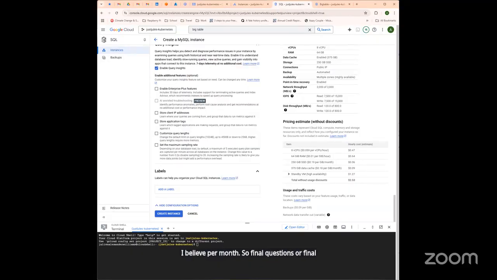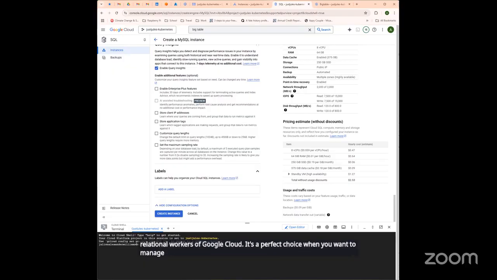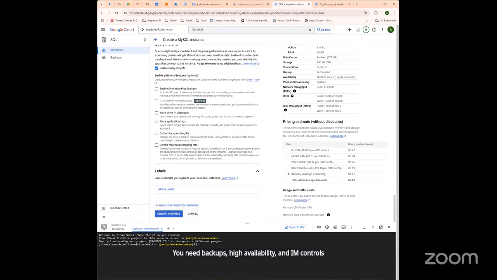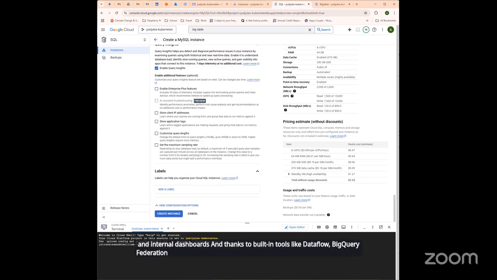So, final questions or final thoughts. Cloud SQL is a relational workhorse of Google Cloud. It's a perfect choice when you want to manage PostgreSQL, MySQL, or SQL Server. You need backups, high availability, and IAM controls baked in. You want to focus on schema and data, not infrastructure. If it's in the web applications, BI tools, backend services, and internal dashboards. And thanks to built-in tools like Dataflow, BigQuery Federation, and runtime integrations, Cloud SQL plays well in every layer of the cloud stack.